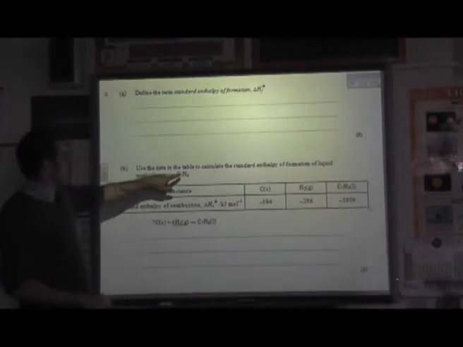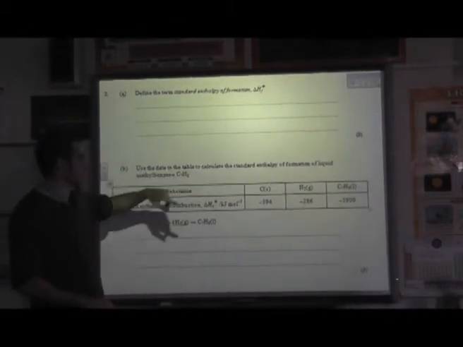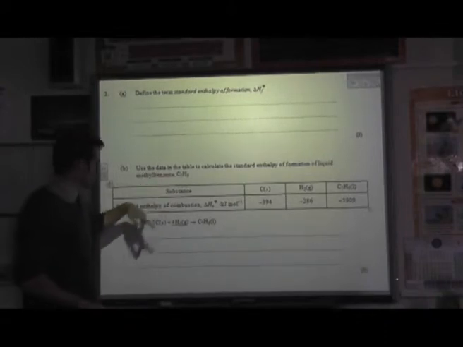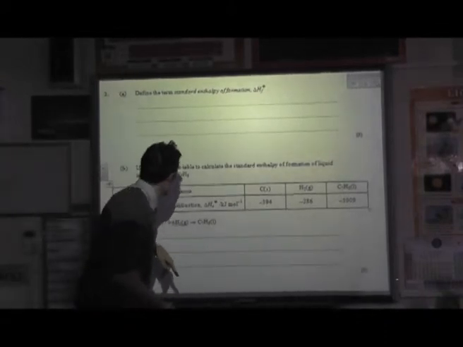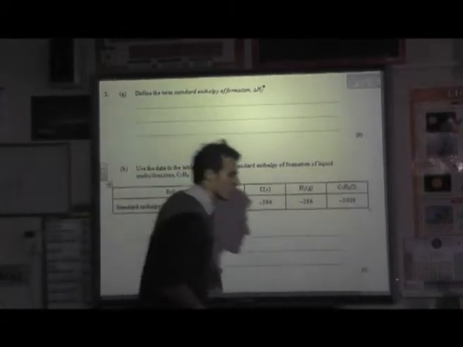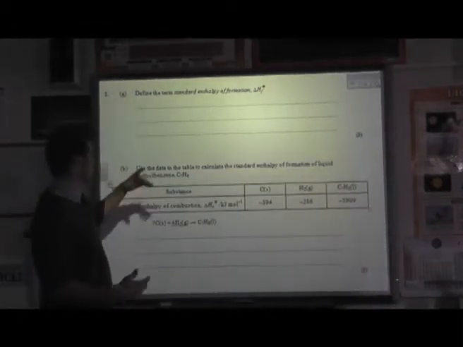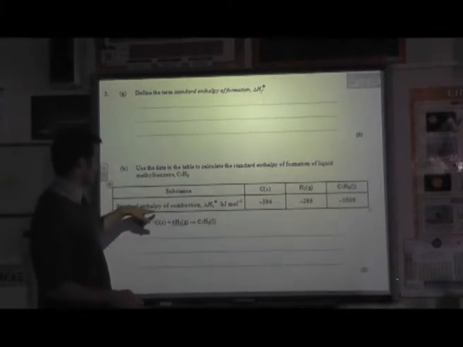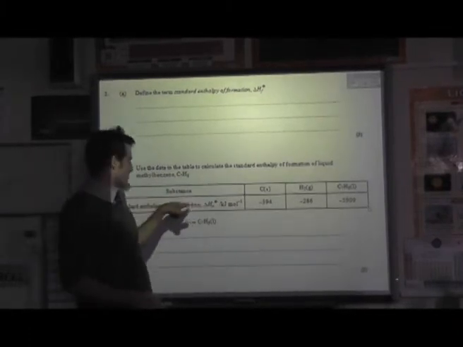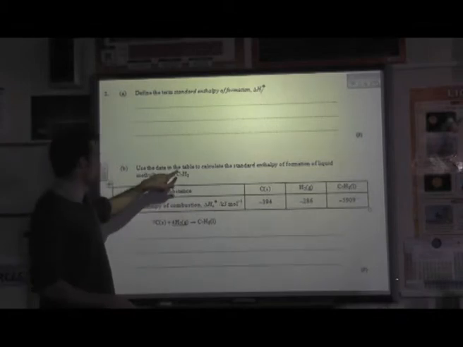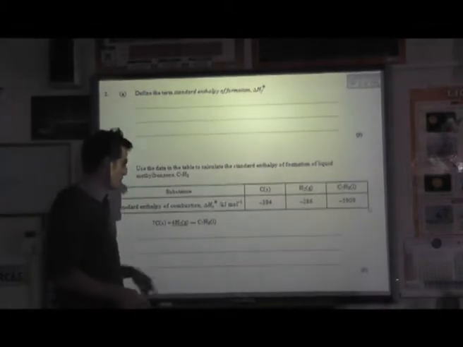Use the data from the data table to calculate the standard enthalpy of formation of liquid methylbenzene, which is C3H8, doesn't that say? It's not very obvious. C7H8, C7H, oh, it's benzene, yeah, C7H8. Okay, so it's got these values here for the enthalpies of combustion, and you're calculating the standard enthalpy of formation.